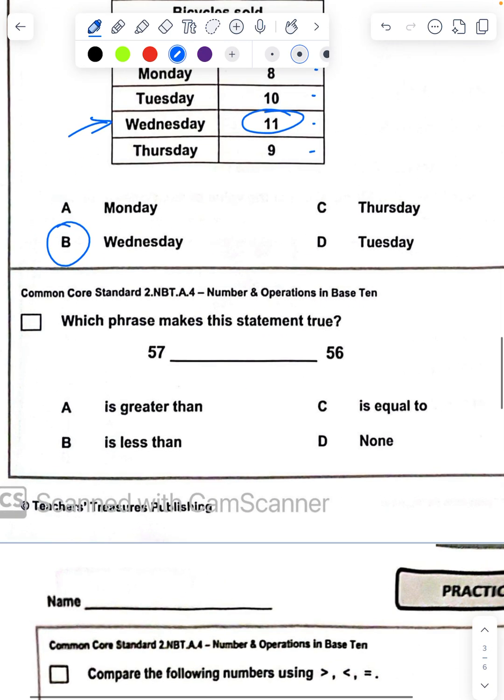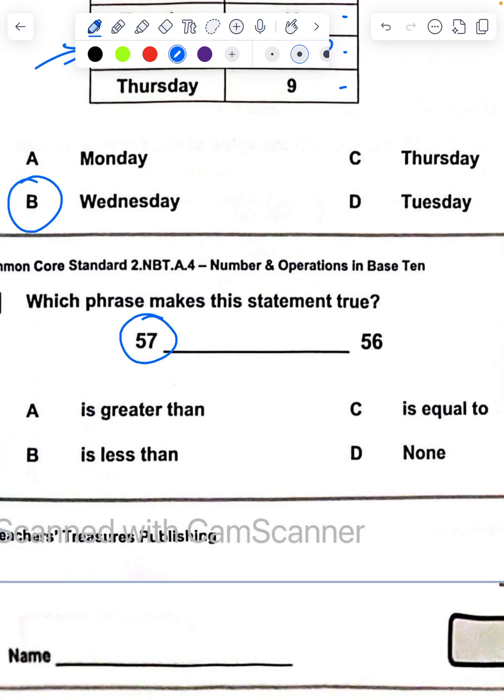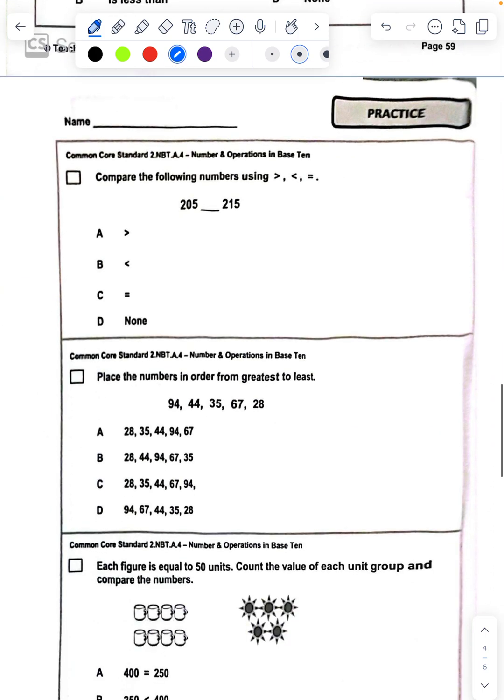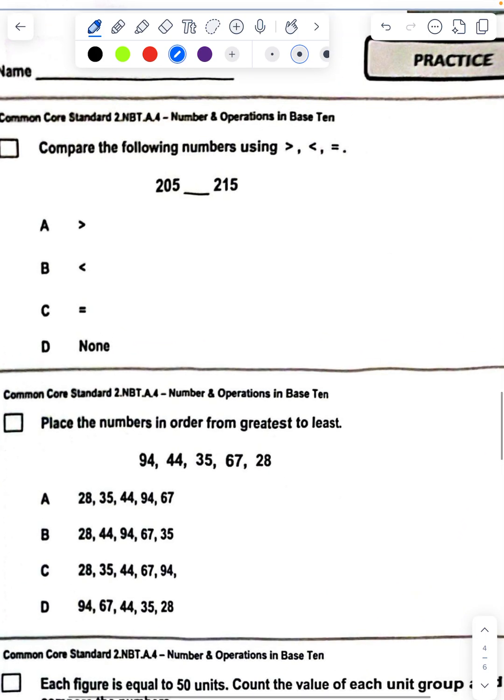Okay, next it says, which phrase makes the statement true? 57 and 56. So we know 57 is greater, so we write 57 is greater than 56. So the answer is A. Next it says, compare the following numbers using greater than, less than, or equal to. So 205 and 215, we know that 215 is greater, so the alligator would open up to 215. So the answer is B.